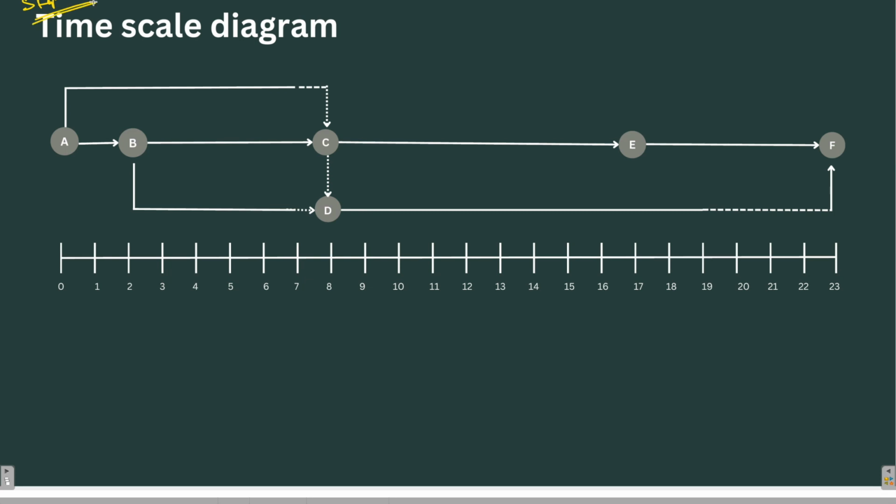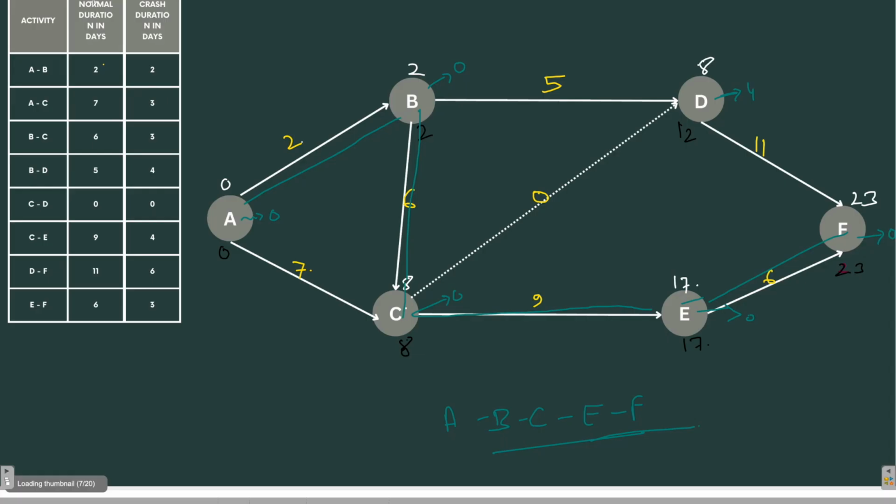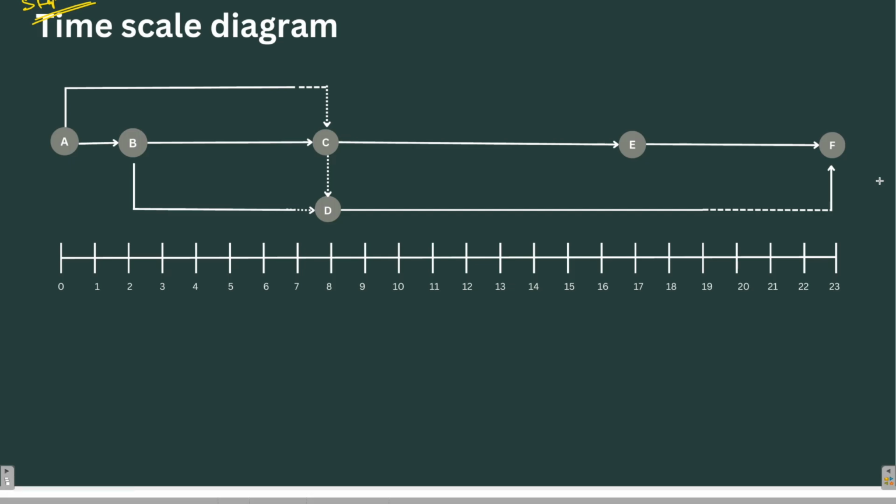So for drawing the time scale diagram, it is very important to find the critical path A, B, C, E, F. Okay, and see the duration. How much is the duration? It is 23 days. So for drawing the time scale diagram, what I have done, I have made a time frame, a time range of 23 days over here, which is equally spaced.